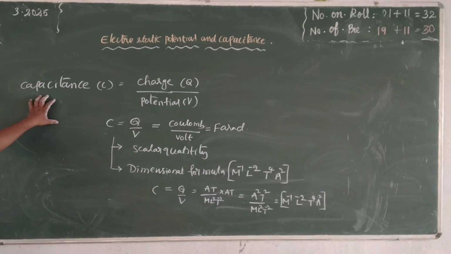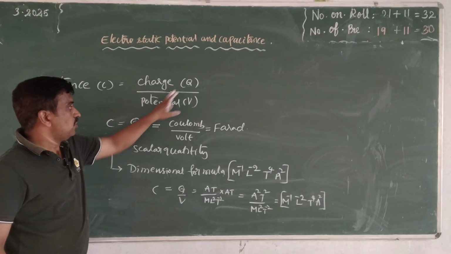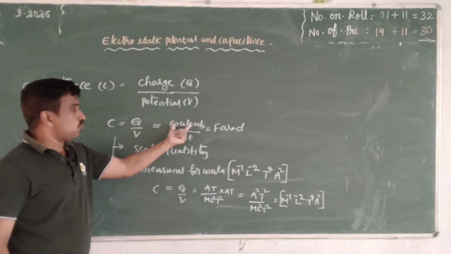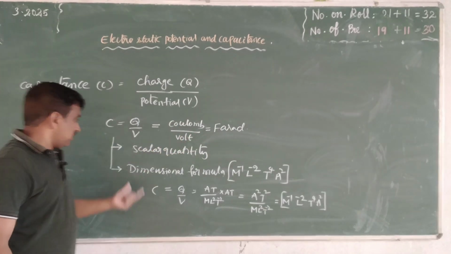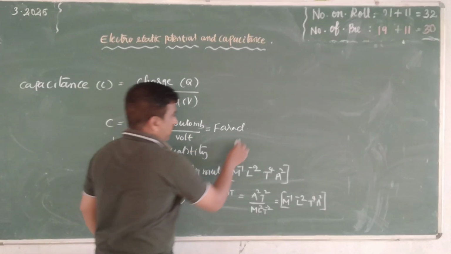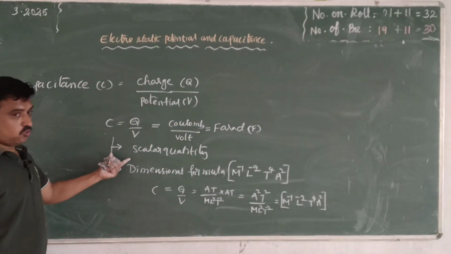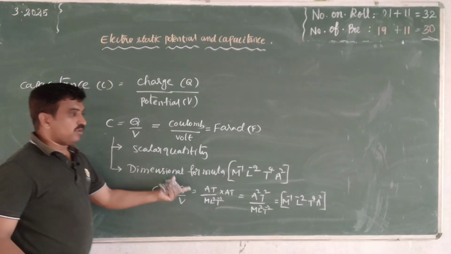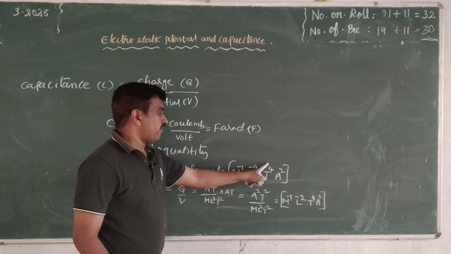See, capacitance is charge per potential, charge is q, potential is V. So C equals q by V. Q has unit coulomb, potential has unit volt, and coulomb per volt we call farad. We write it as capital F. It is a scalar quantity; it has no direction, only magnitude. Its dimensional formula is M power minus 1 L power minus 2 T power 4 A power 2.